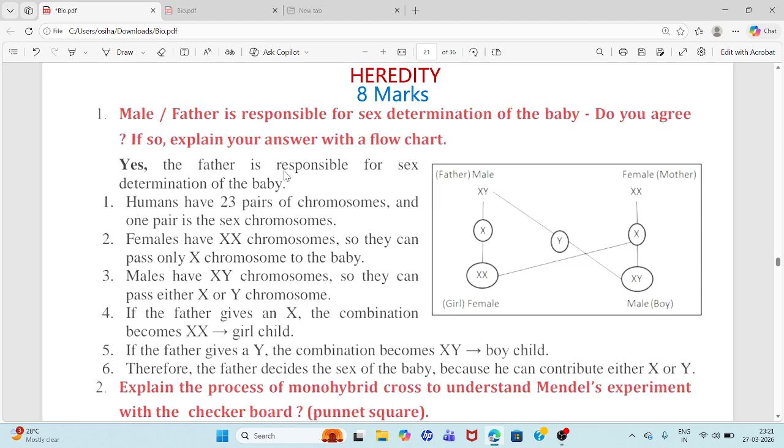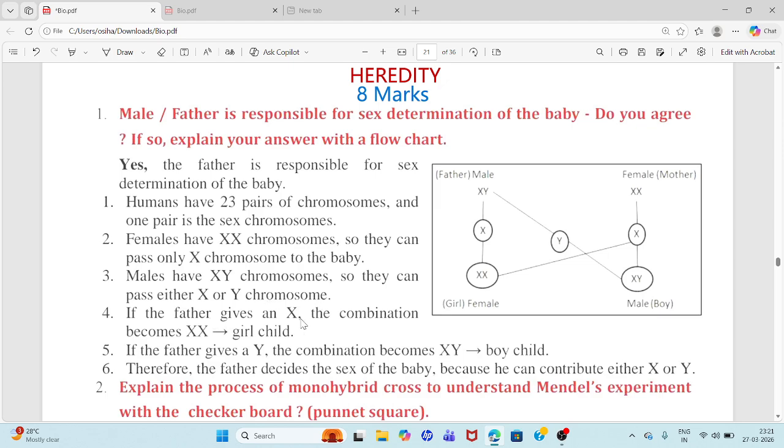Yes. The father is responsible for sex determination of the baby. Here you can see the flowchart. First point: humans have 23 pairs of chromosomes and one pair is the sex chromosomes. Second point: females have XX chromosomes, so they can pass only X chromosome to the baby. Third point: males have XY chromosomes, so they can pass either X or Y chromosome.